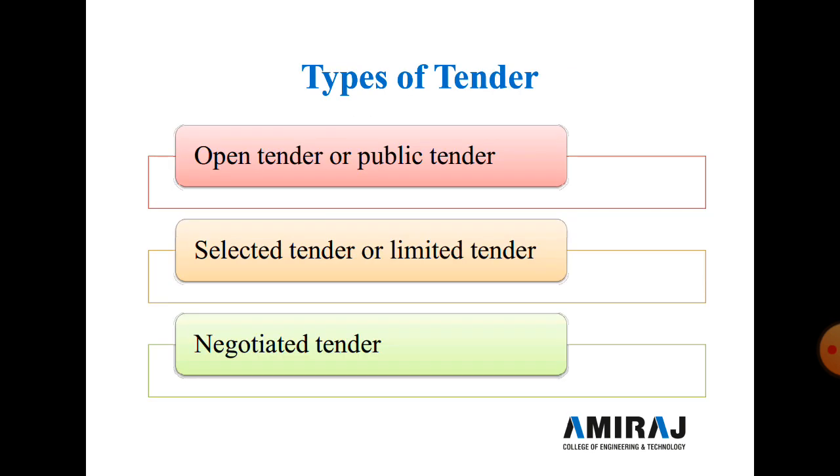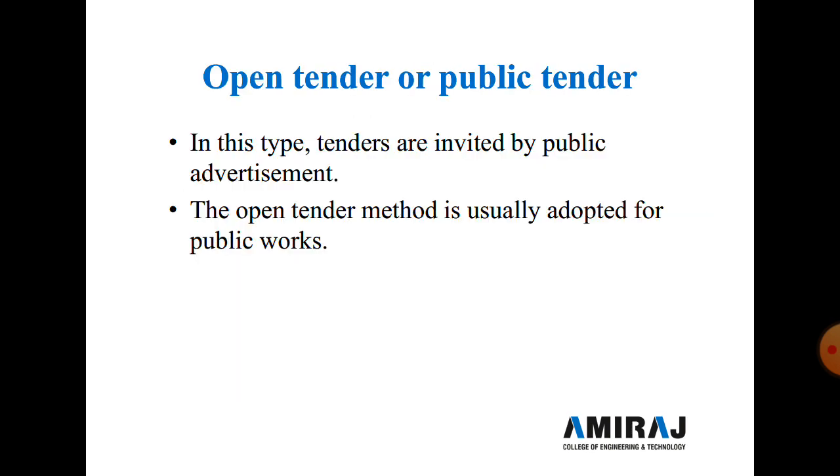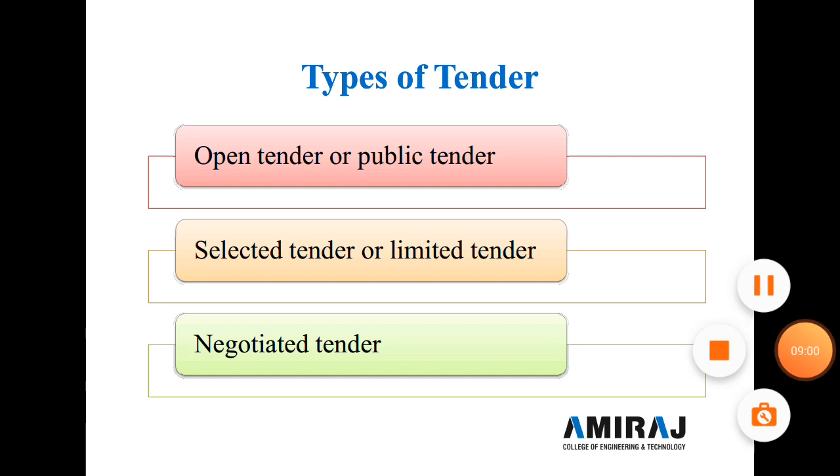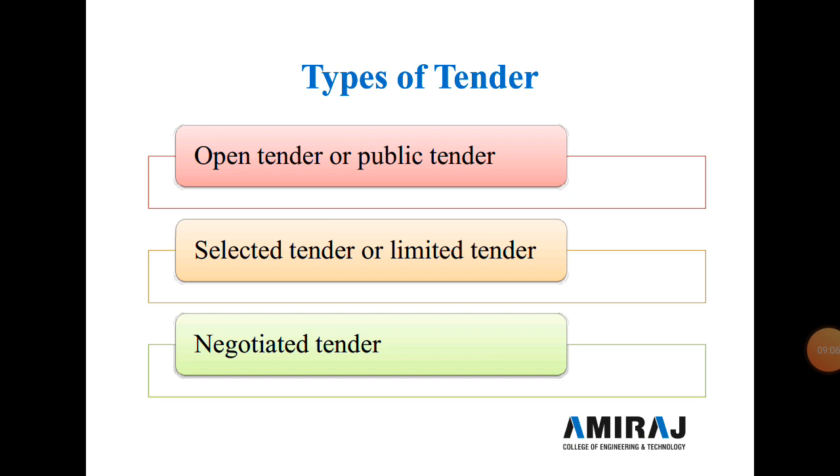Now we start the next point, types of tender. Generally, three main types of tender are there. First one is open tender, another name is public tender. Second one is selected tender or limited tender, and third one is negotiated tender. One by one we discuss what is open tender, what is selected tender, and what is negotiated tender. So let's start with the first one, open tender.